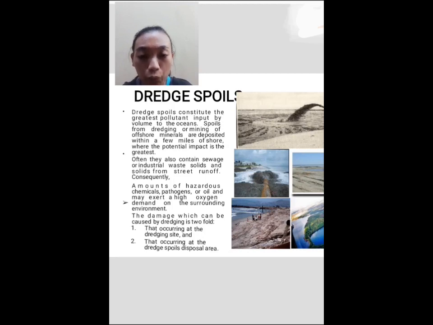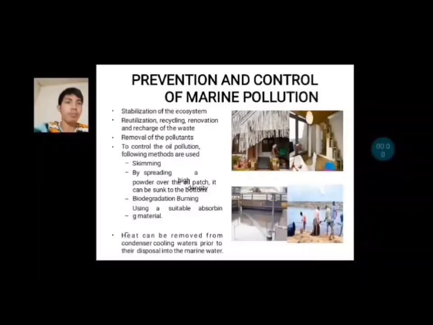The damage which can be caused by dredging is twofold: one, that occurring at the dredging site, and two, that occurring at the dredge spoil disposal area. Prevention and control of marine pollution: stabilization of the ecosystem, utilization, recycling, renovation and recharge of the waste, removal of pollutants, and control of oil pollution.